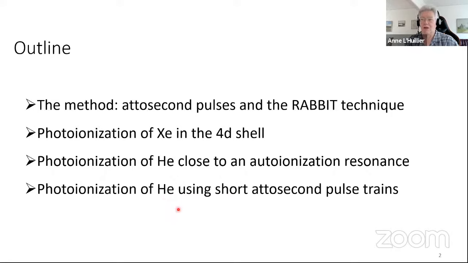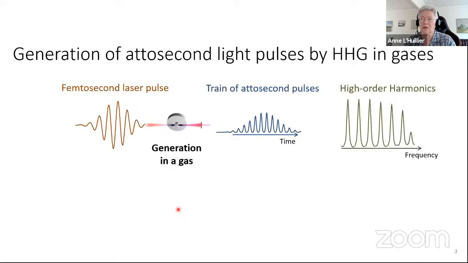So let me start with the method, and first of all, the generation of Attosecond pulses. Attosecond pulses are generated when you focus a femtosecond laser pulse in a gas, and you obtain in the time domain a train of Attosecond pulses. In the frequency domain, this corresponds to a spectrum of odd order high harmonics.